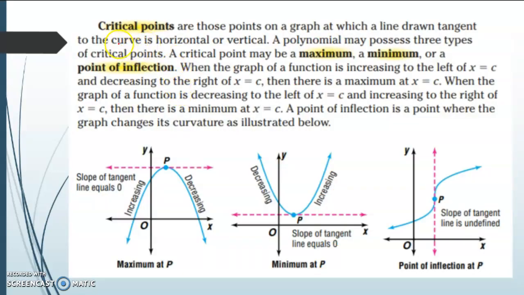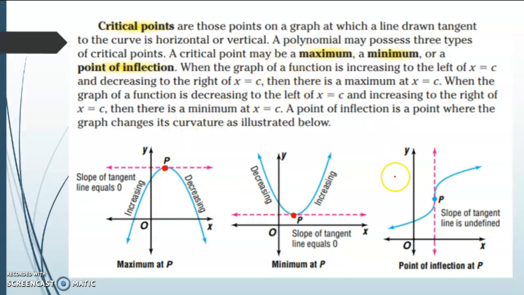Okay. Critical points are those points on a graph at which a line drawn tangent to the curve is horizontal or vertical. What it means is it's going to be a high point or a low point. Okay? Those are critical points.